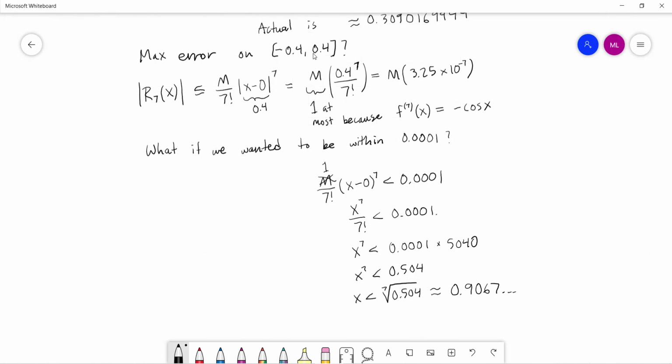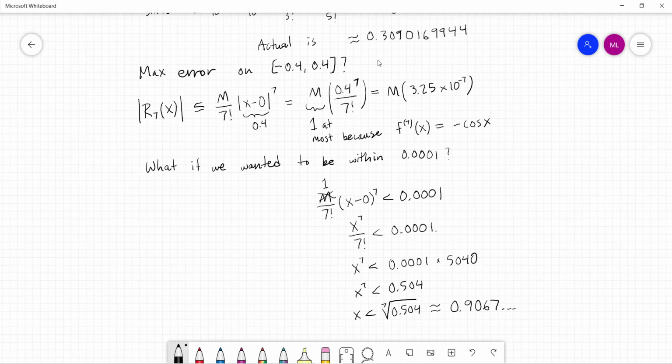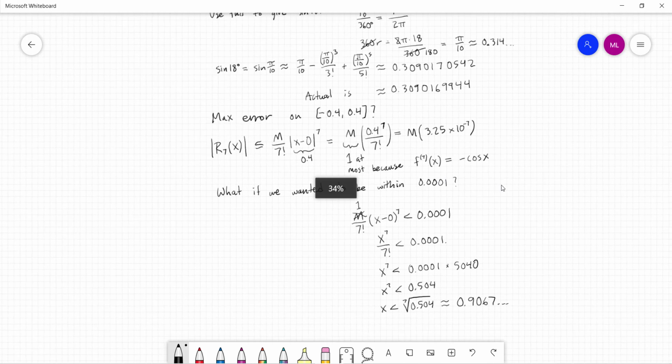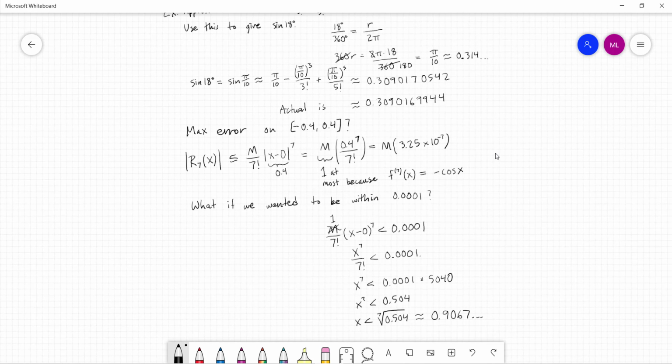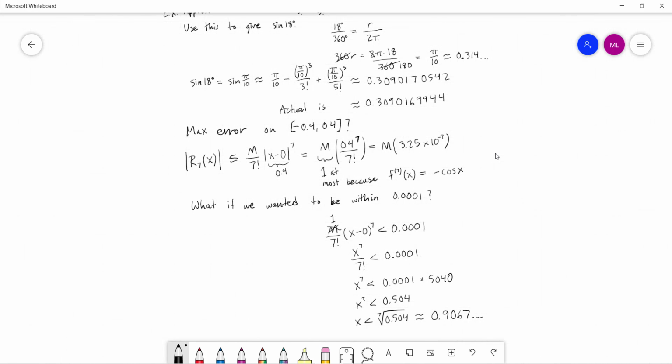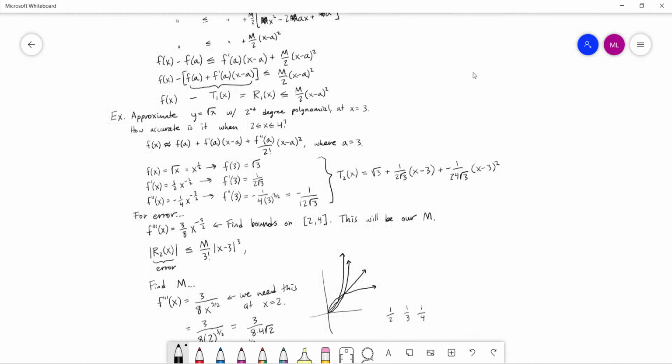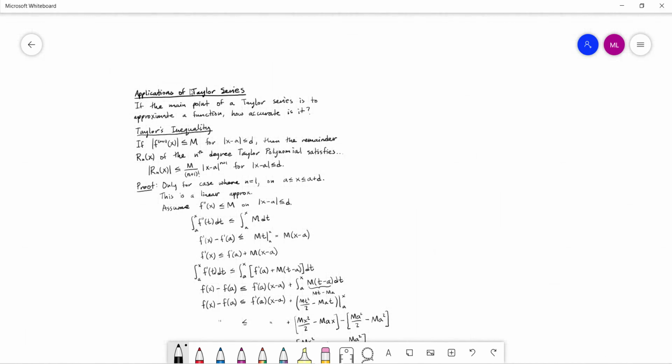We can figure out, basically, I don't have to restrict myself to this domain from negative 0.4 to 0.4 radians around the zero. I could go all the way out to 0.9 radians from zero and still be accurate within this amount right here. So this is kind of a cool way to get a sense of exactly how big your error is going to be based on the number of terms that you've included. And this is the main thing I wanted you to take away from the applications of Taylor series.